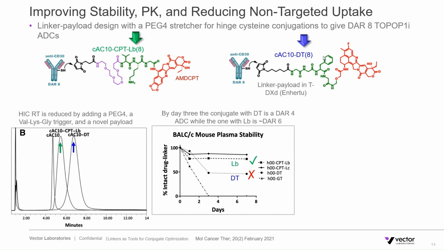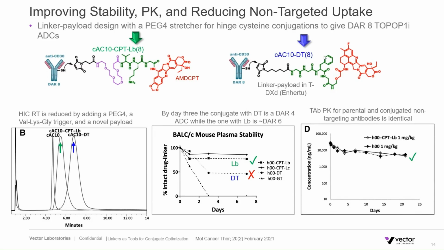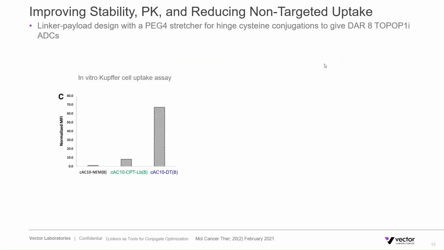Comes as no surprise. When conjugates with this new linker payload were evaluated in PK studies, it was found that the concentration of total antibody was not that much different than the undrugged antibody. So that suggests that this high drug loading did not have a detrimental effect on the PK parameters. On the tox side of things, when conjugates were evaluated in an assay designed to predict nonspecific uptake by the liver, there was clear differentiation. And conjugates with LB were taken up 7 to 10-fold less than conjugates with DT.